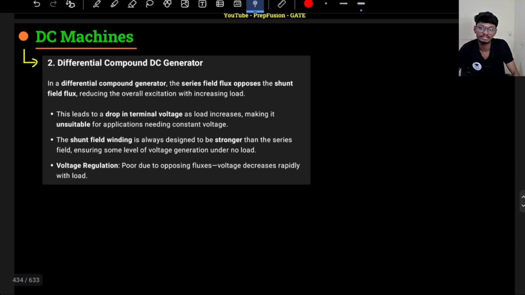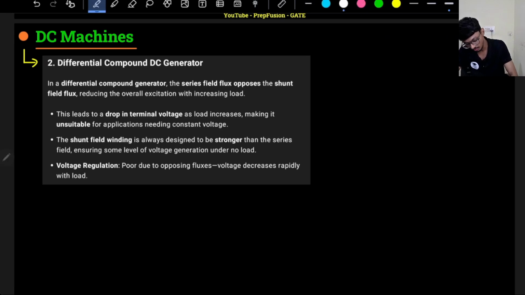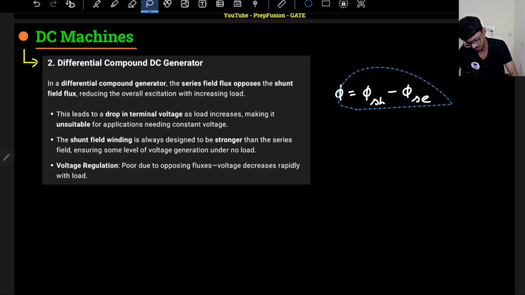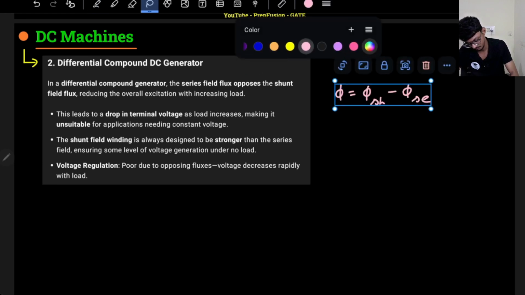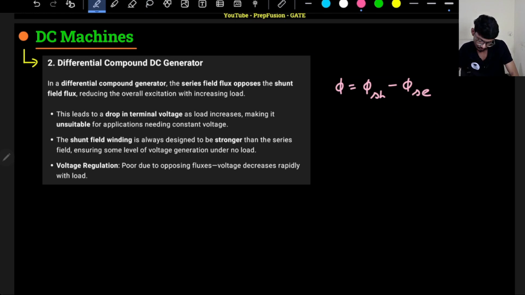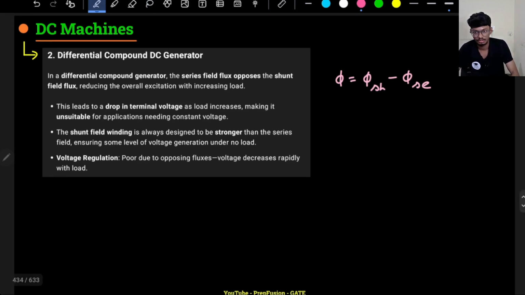In case of the differentially compound DC generator, the important fact to note here is that my overall flux is a combination of the shunt flux minus the series flux. So it is a difference of shunt flux minus the series flux. Now things will change: the voltage will reduce further.